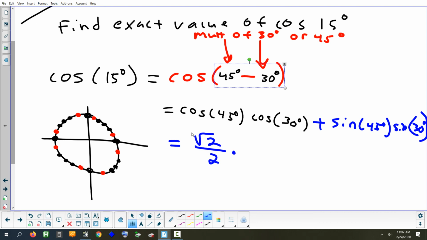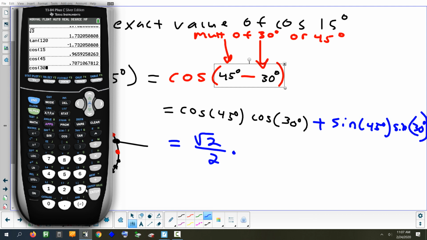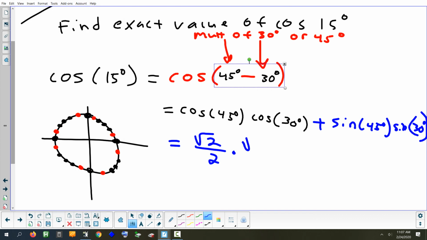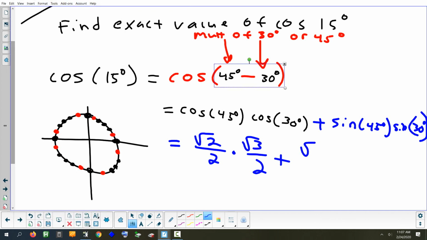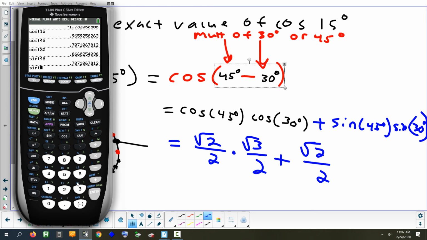Times. Now we need cosine of 30. Cosine of 30, that's another special one, 0.866. Anyone remember from the chart what 0.866 is? Square root of what? Square root of 3 over 2. Yep. Plus, let's do sine 45. Again, I'm not looking for 0.707. We just did that one earlier, root 2 over 2. And the last one is the sine of 30, which is 1/2.